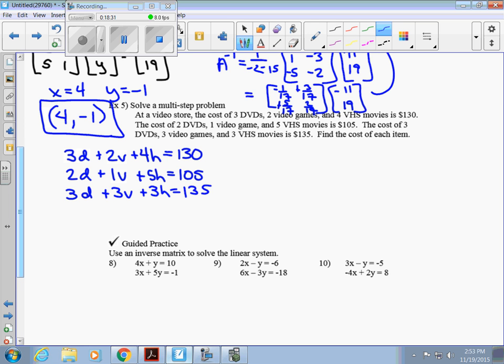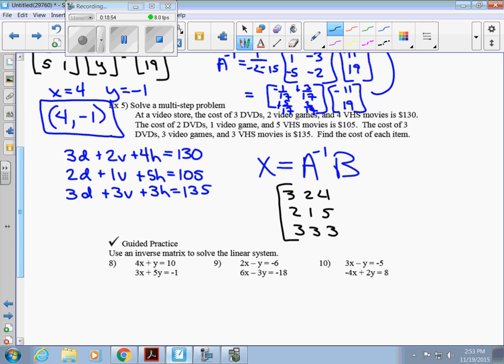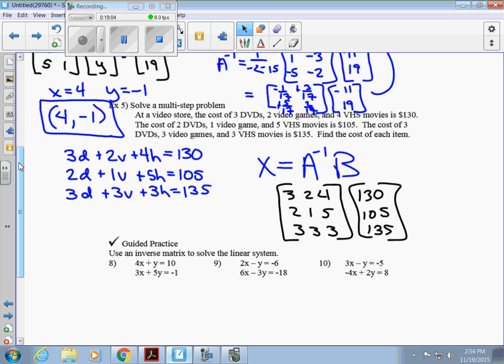All right, so this is a 3x3 matrix. Again, here's what we really want to find: X equals the inverse of A times B. Remember, A is going to be your coefficient matrix. So 3, 2, 4, 2, 1, 5, 3, 3, 3. Your result matrix is your answer. So 130, 105, 135. So we can enter this into your graphing calculator and come up with the answer.